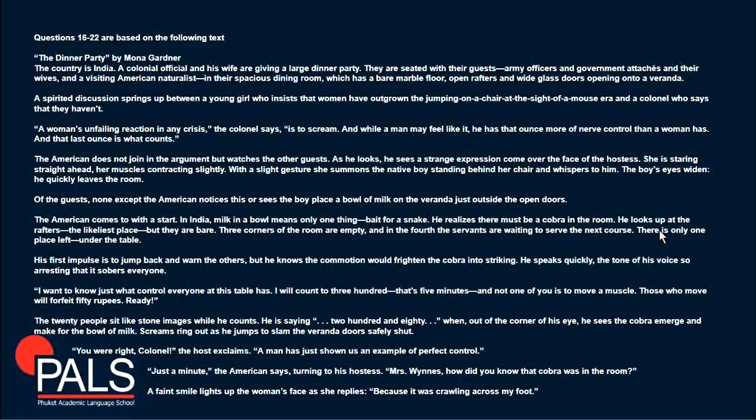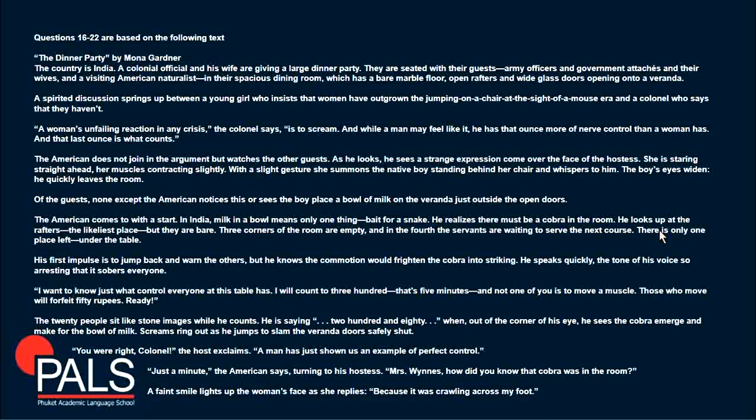As he looks, he sees a strange expression come over the face of the hostess. She is staring straight ahead, her muscles contracting slightly. With a slight gesture she summons the native boy standing behind her chair and whispers to him. The boy's eyes widen. He quickly leaves the room. Of the guests, none except the American notices this or sees the boy place a bowl of milk on the veranda just outside the open doors.